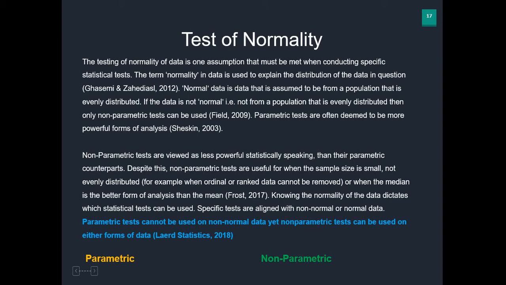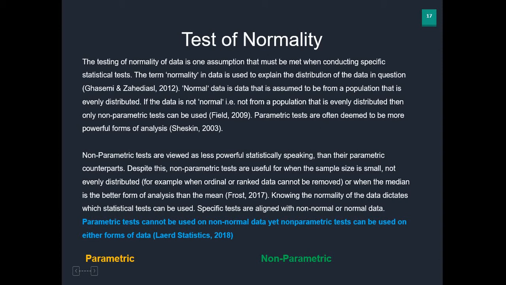So the term normality in data is used to explain the distribution of your data in question. So normal data is data that is assumed to be from a population that is evenly distributed. Okay, so an example of this is if you were to sample everyone walking past your house for an hour, you may well find you'll have a few people on the very small scale, quite a lot of people in the average kind of height category, and then a few very tall people. And if you draw that on the graph, it would be almost like a bell shape. You know, it would come up like this, and then it would go down. So that's evenly distributed data.